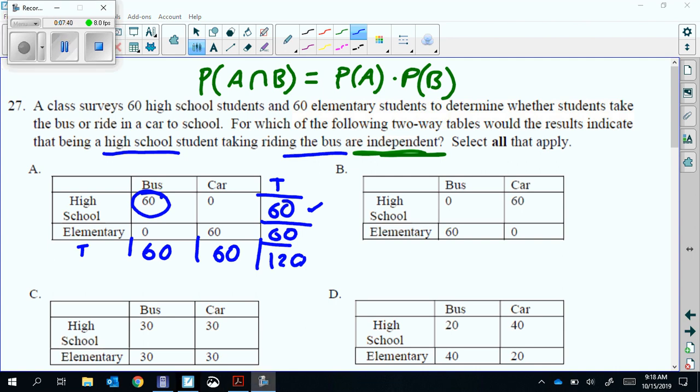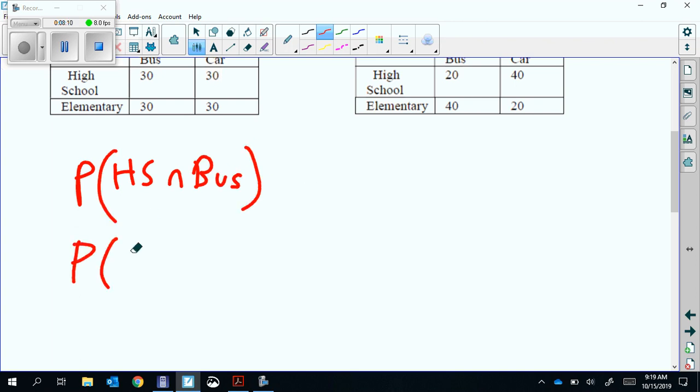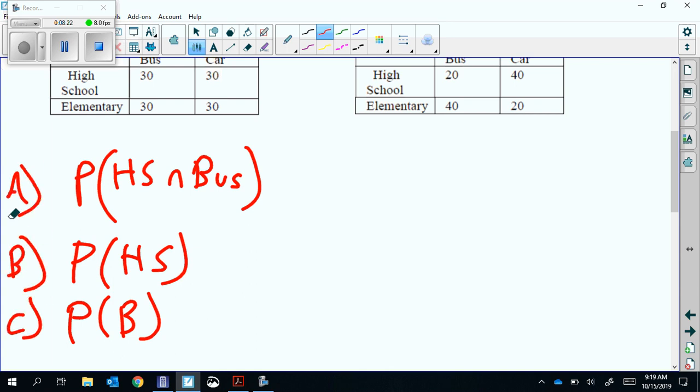So what we're looking at with these is the probability of being a high school student that rides the bus, out of the total. That has to be equal to the probability of high school students times the probability of bus riders. So we're comparing the probability of being a high school student and riding the bus to the probability of just high school and the probability of just being a bus rider. Look at all three of those things. This is like A, B, and C, 3 parts for each of these tables.